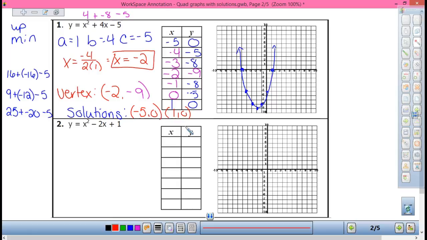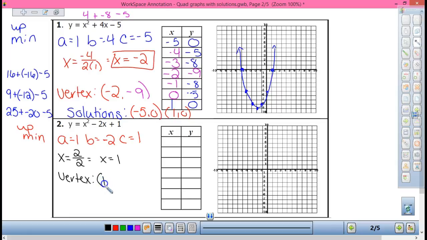Okay, opens up or down? Opens up. Max or min? Minimum. What's A equal? 1. B equals? And C equals? 1. Okay, so if I'm going to find my axis of symmetry, x equals 2 divided by 2 gives me x equals 1. So vertex is 1, comma.